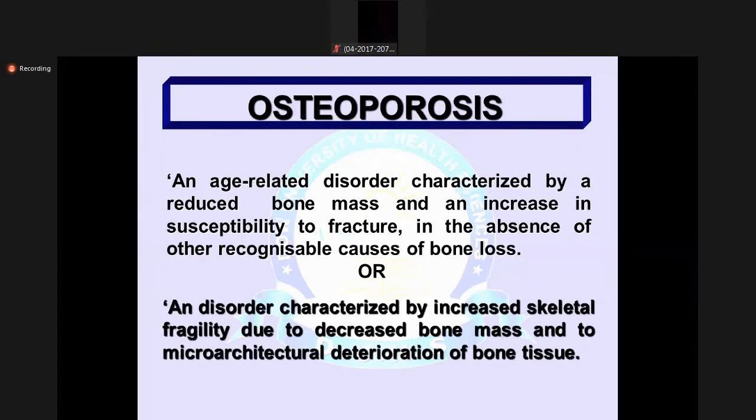So osteoporosis, as I already told you, is an age-related disorder characterized by reduced bone mass, which occurs when there is excessive bone resorption, excessive osteoclastic activity, and decreased bone formation. So there is an increase in susceptibility to fracture in the absence of other recognizable causes of bone loss. It is a disorder characterized by increased skeletal fragility due to decreased bone mass and microarchitectural deterioration of bone tissue.